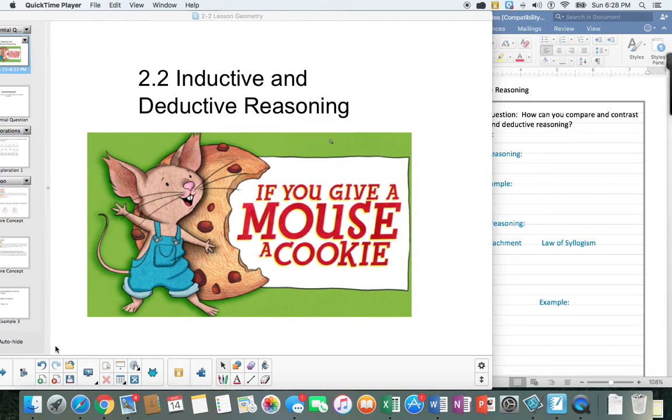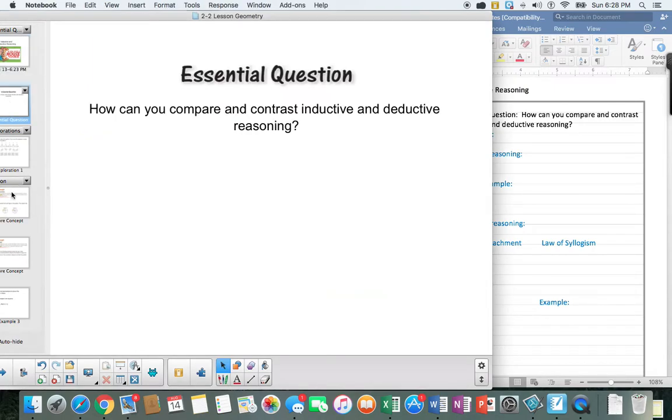Lesson 2.2, Inductive and Deductive Reasoning. If you give a mouse a cookie, that's a book that a lot of us have read, or someone read it to us. And it's similar to the kind of reasoning we're going to be looking at later on, a chain of reasoning. Our essential question: how can you compare and contrast inductive and deductive reasoning?